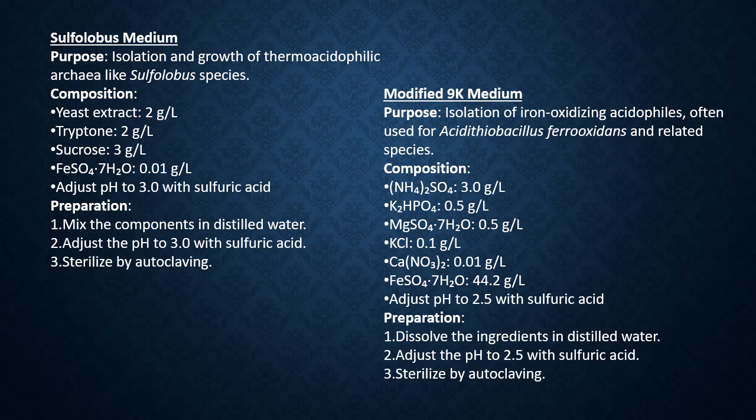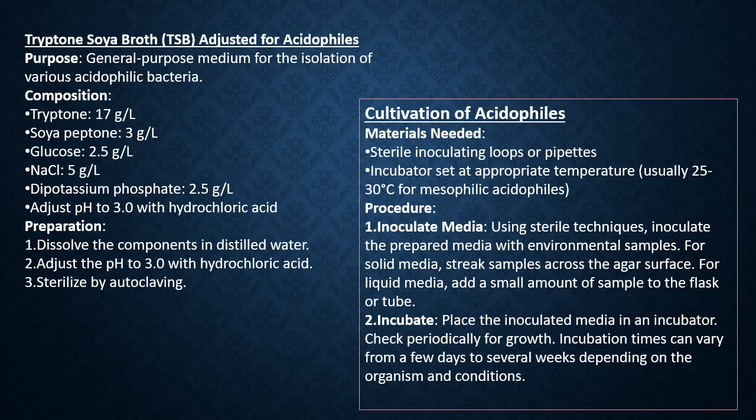Then we have modified 9K medium. It is used for isolation of iron oxidizing acidophiles, often used for Acidithiobacillus peroxidans and related species. Here also the composition is given, as you can see. Then you adjust the pH to 2.5 with sulfuric acid. Same as before, you dissolve ingredients, you adjust the pH with sulfuric acid, and then you autoclave.